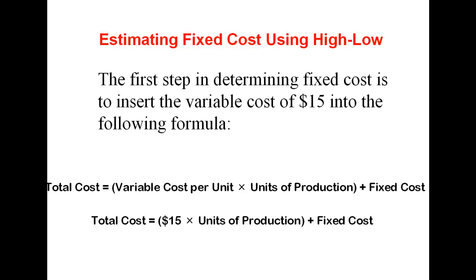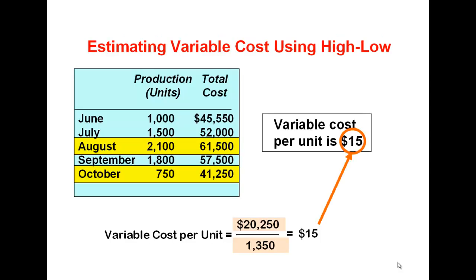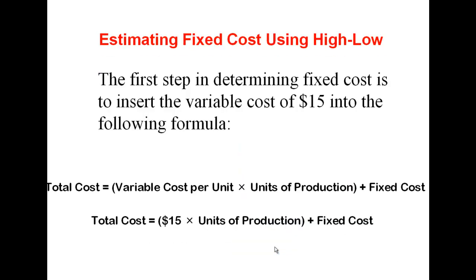So we figured out that it was 15 bucks. Remember, 15 bucks is the variable component. And so the next step is to insert the variable cost of $15 into the following formula. The total cost is going to be equal to the variable cost per unit, in this case 15, times the units of production, plus the fixed cost.